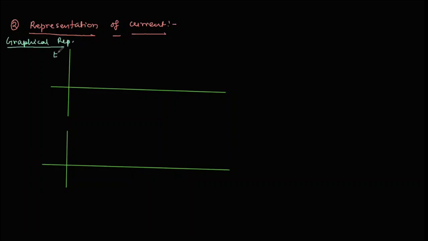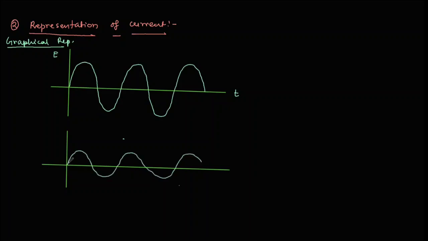So if I take EMF with time, alternating EMF with time, we are considering that at t equal to 0, EMF is 0. That is, we are considering no phase difference between EMF and current. So the current is also obtained in the same way. So it is completely in phase. Completely in phase means when the value of EMF is at peak, so is the value of current. It is completely in phase with the value of current.